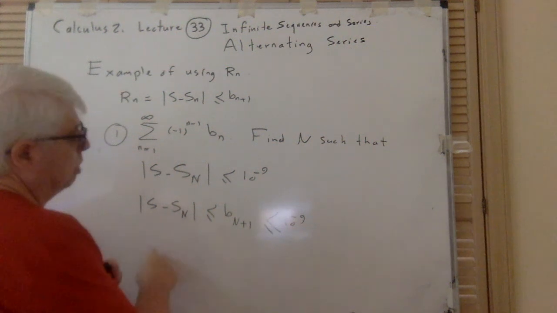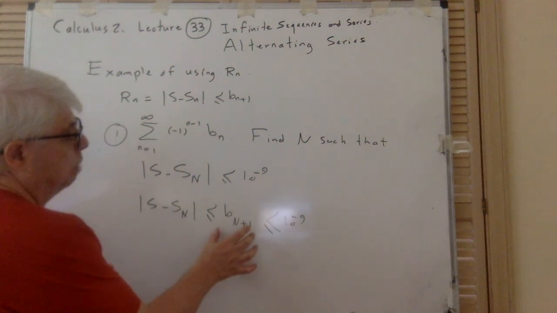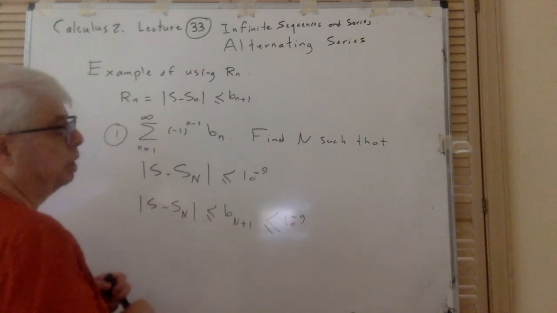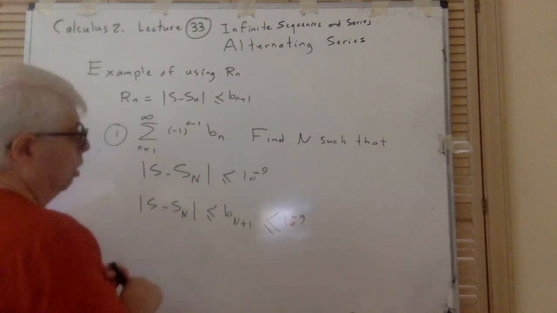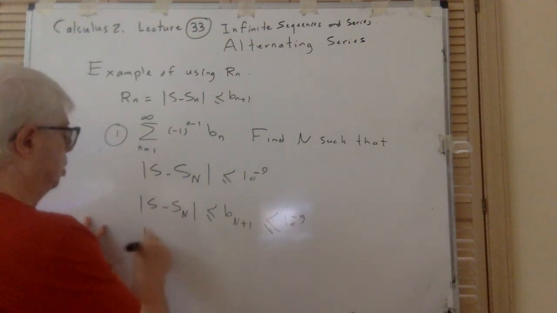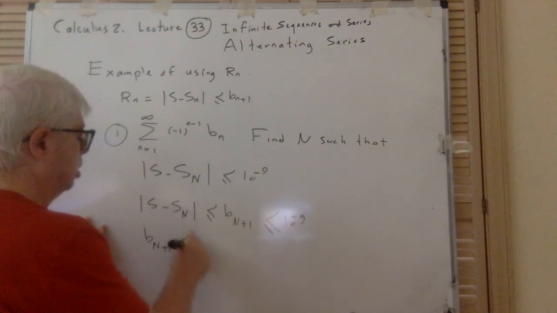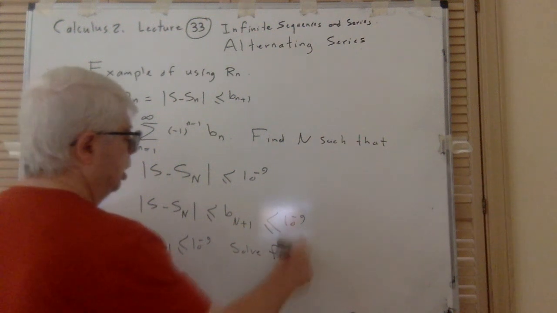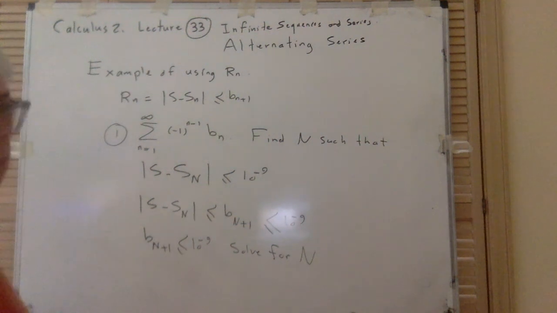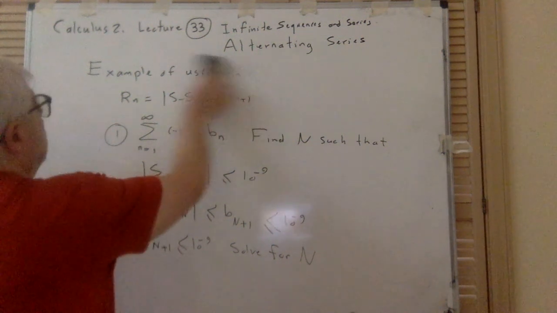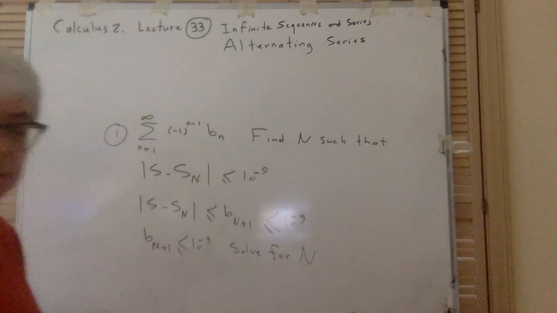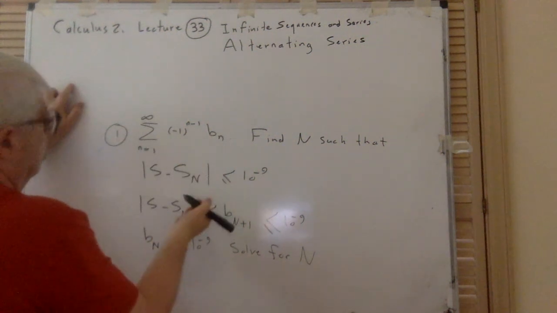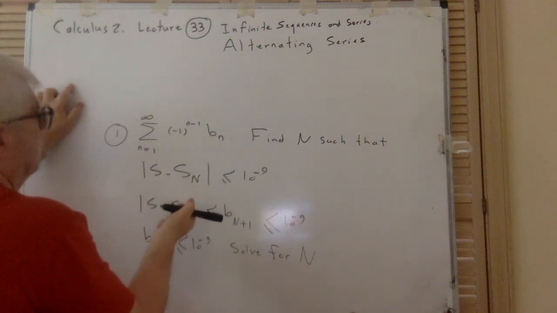So we basically write this, and this is less than b n plus 1. And if this is less than 10 to the power negative 9, then this is less than 10 to the power negative 9. So we have to find n. So we have to solve this inequality for n: b n plus 1 less than 10 to the negative 9. Okay? So let me erase this and solve the inequality for n. What is b n plus 1? Where is it? There.